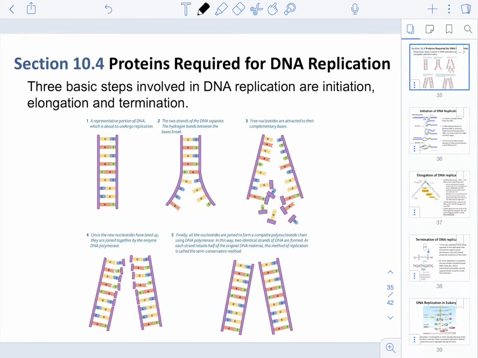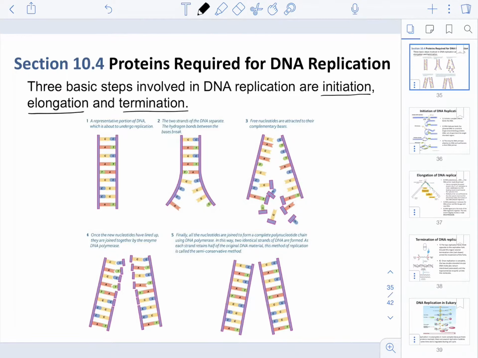In this video, we are going to go through the specific steps in DNA replication. And then we're going to conclude by looking at what happens when there are any errors during this process and how they are fixed. There are three basic steps when it comes to DNA replication. They include the initiation stage, the elongation stage, followed by the termination stage.